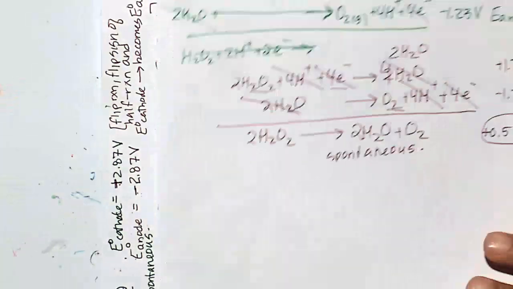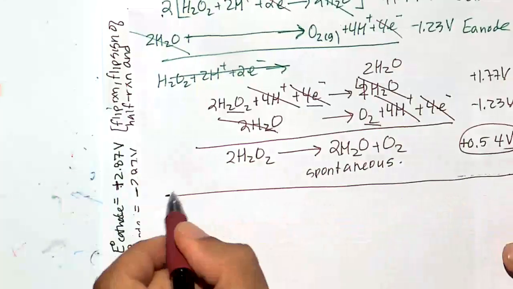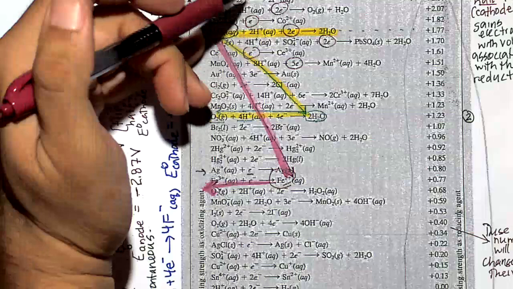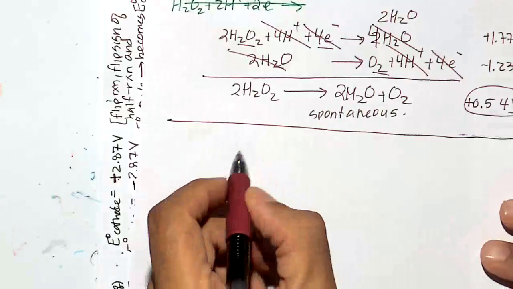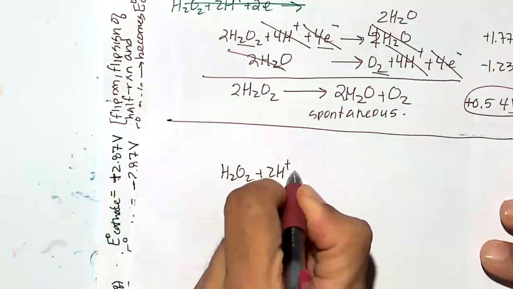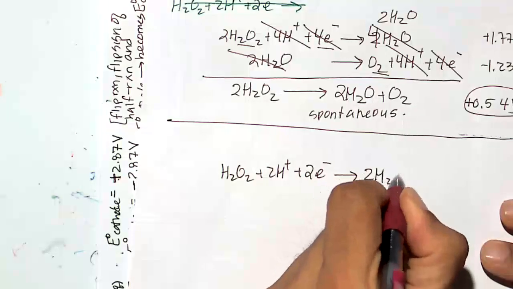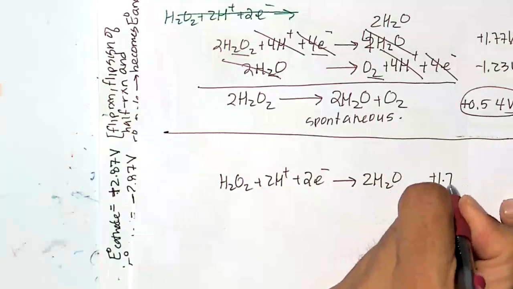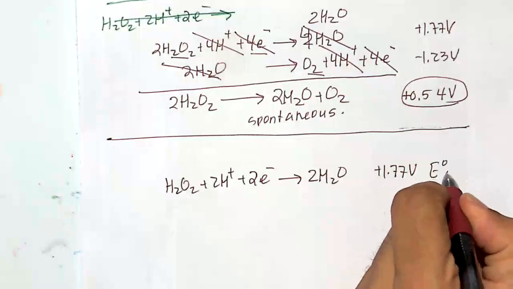Okay. Yes, can it or no? The answer is yes, it can. So this can cause anything below it to flip. All right, we do that again. H2O2 plus 2H plus 2E minus goes to 2H2O. This is positive 1.77 volts. This is the cathode.